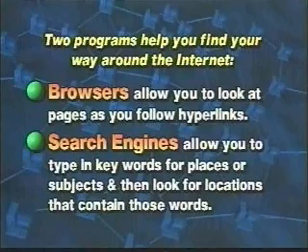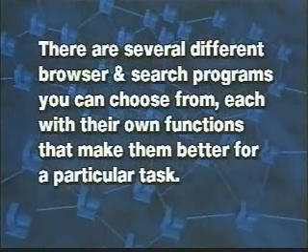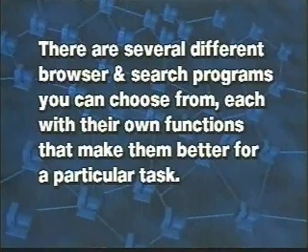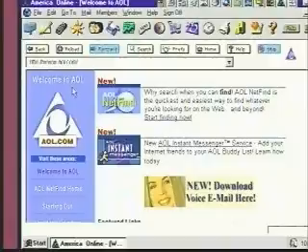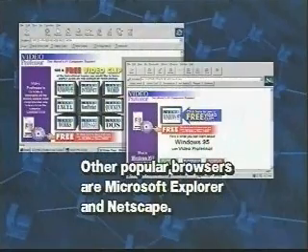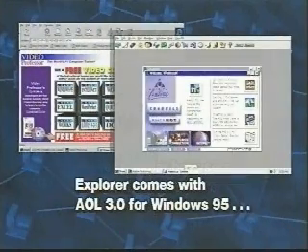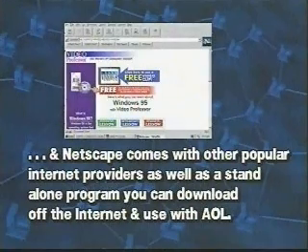That seems simple enough, but what can get complicated is there are several different browser and search programs you can choose from on the web, each with their own functions that make them better for a particular task. Right now we are using AOL's browser. Again, it's the interface that allows you to choose menu items and hypertext links to surf the web. Other popular browsers are Microsoft Explorer and Netscape. Explorer comes with AOL 3.0 for Windows 95, and Netscape comes with other popular Internet providers, as well as a standalone program you can download off the Internet and use with AOL. We cover downloading Netscape in my Level 3 lesson.